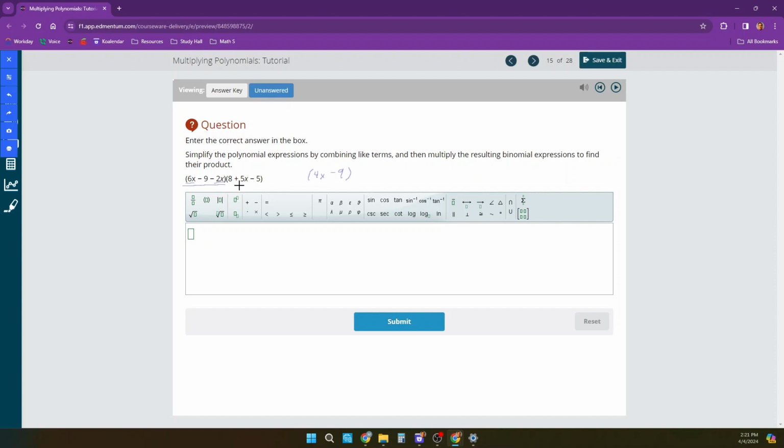And here, there's only one x term. However, there are two constants or two numbers. So I'm going to lead with my 5x, but I'm going to combine 8 minus 5, which would be plus 3. So I have now combined like terms, and now we're going to multiply the two binomials. So let me go ahead and set that up over here. That's going to be 4x minus 9 times 5x plus 3. And we're going to take our first term and we're going to multiply it by everything in our second binomial.